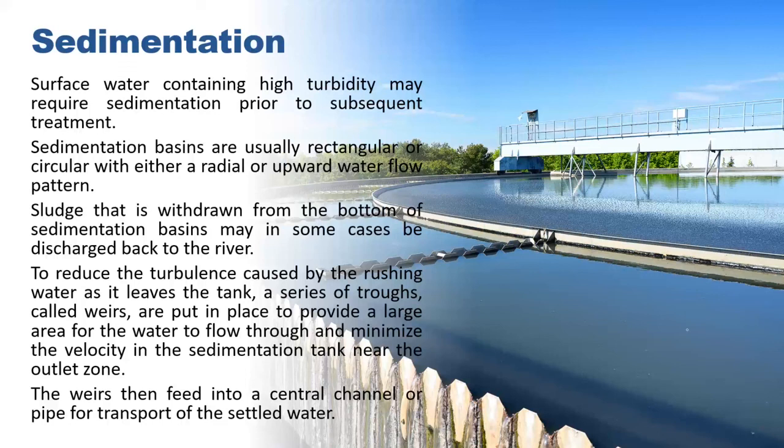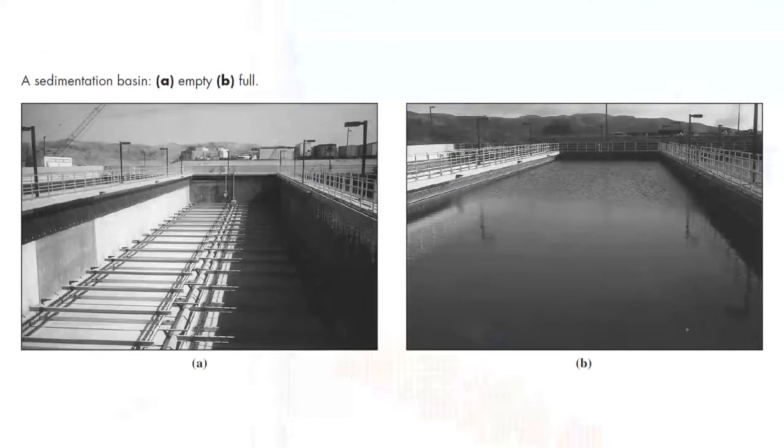To reduce the turbulence caused by the rushing water as it leaves the tank, a series of troughs called weirs are put in place to provide a large area for the water to flow through and minimize the velocity in the sedimentation tank near the outlet zone. The weirs then feed into a central channel or pipe for transport of the settled water. These are examples of the sedimentation basin. So we have here an empty sedimentation basin and a full sedimentation basin. If you observe, there are a lot of components below this sedimentation basin.